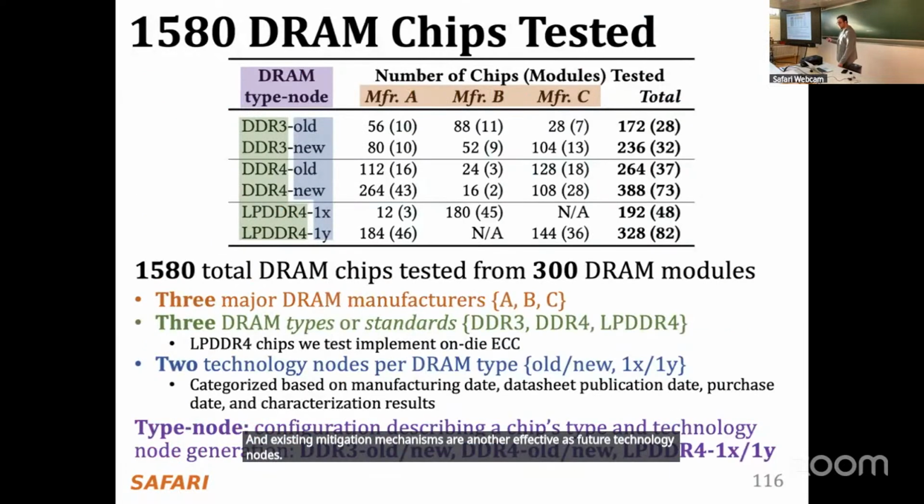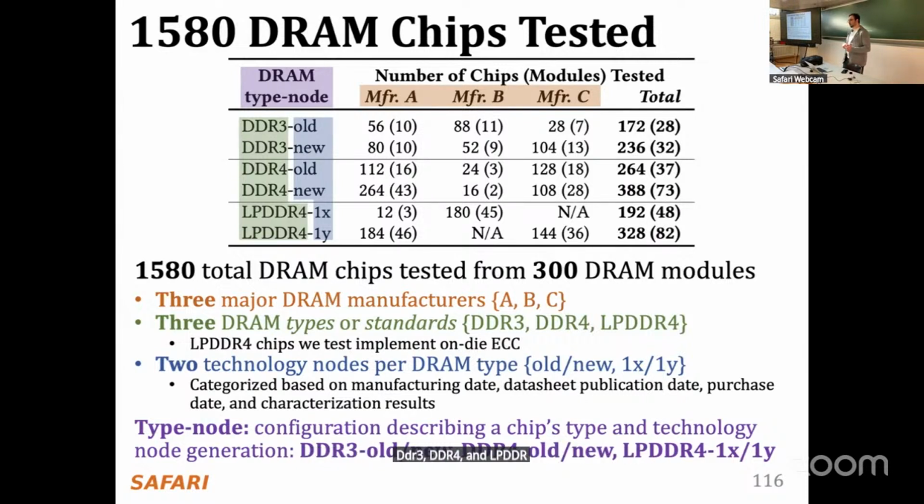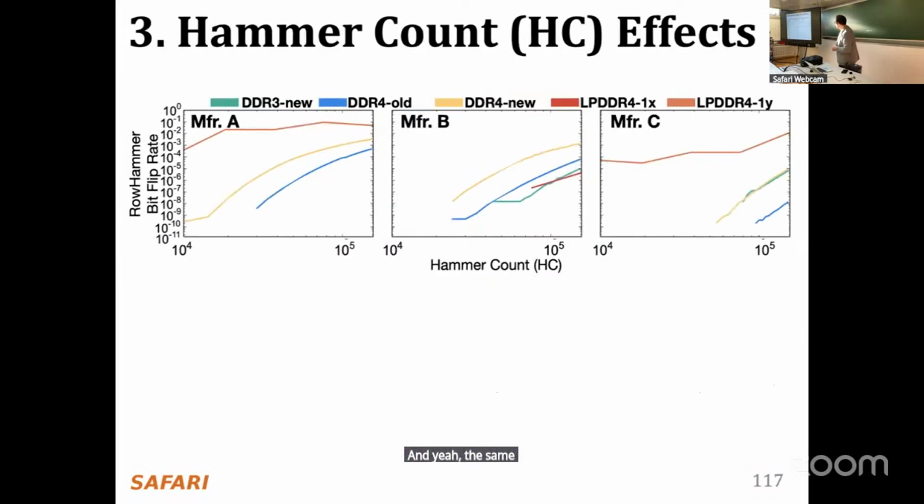These are the chips that were tested. As you can see, we test DDR3, DDR4, and LPDDR4 chips. LPDDR4, LP stands for low power, and those are the chips that are used on mobile devices mostly. And it shows that all of them are pretty much vulnerable. And yeah, the same observations that I talked about earlier.